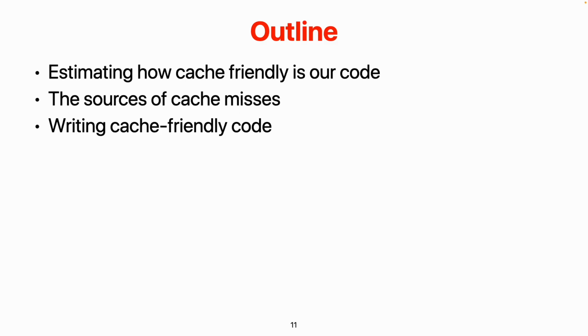So what else? Okay, all sorts of things may cause misses in your mind. And today we are going to see what kind of things would cause misses in computers. So today we are going to continue our discussion on how to estimate the friendliness of your code when it runs on a processor with a cache. We are also going to talk about the sources of cache misses, and then with that, how we can write cache-friendly code.